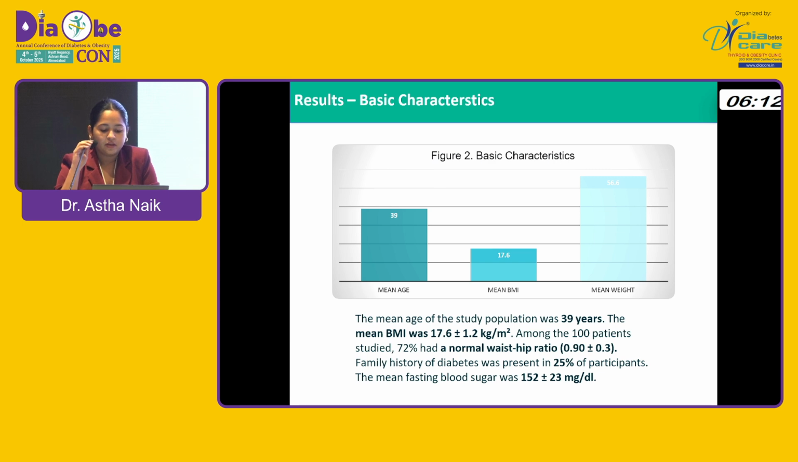Our results are: the mean age was around 39 years, including younger onset diabetes. The mean BMI was found to be 17.6 plus minus 1.2 standard deviation, confirming a truly lean population. Family history of diabetes was seen in 25% of these cases. Most had normal waist to hip ratio, about 72% of them. The normal range according to WHO is 0.9 for males and 0.85 for females, implying absence of central obesity. The mean fasting blood sugar was 152 mg/dL, showing significant hyperglycemia despite a low BMI.